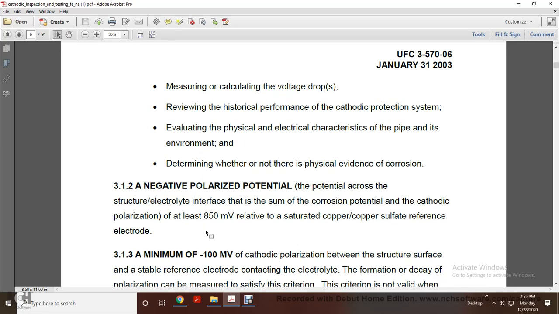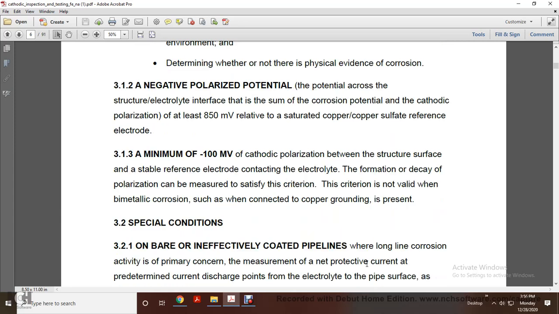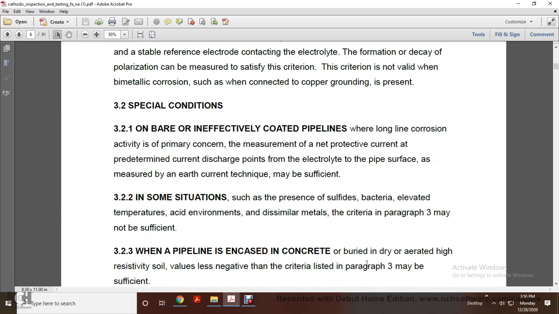3.1.2. A negative polarized potential, across the structure-electrolyte interface, that is the sum of the corrosion potential and the cathodic polarization, of at least 850 millivolts relative to a saturated copper sulfate reference electrode. 3.1.3. A minimum of 100 millivolts of cathodic polarization. The cathodic polarization must be measured on a stable surface structure. The reference electrode contacting the electrolyte, with the formation or decay of the polarization, can be used to satisfy the criterion. The criterion is not valid when bimetallic corrosion, such as connected copper grounding, is present. 3.2. Special conditions.